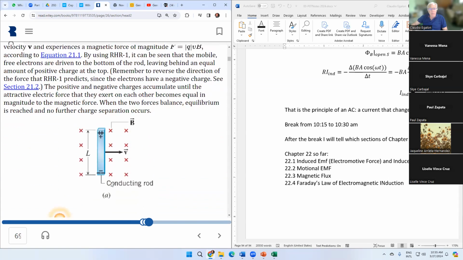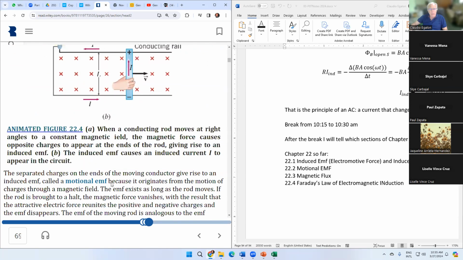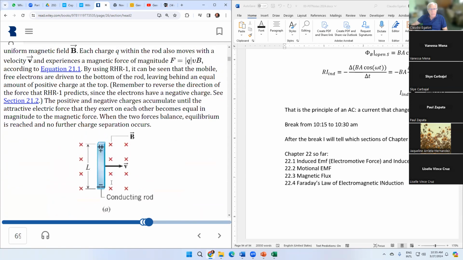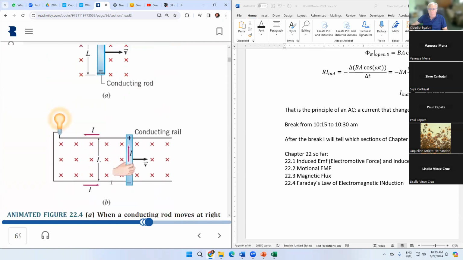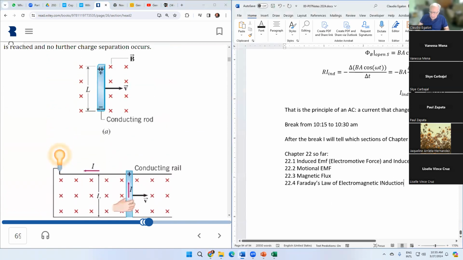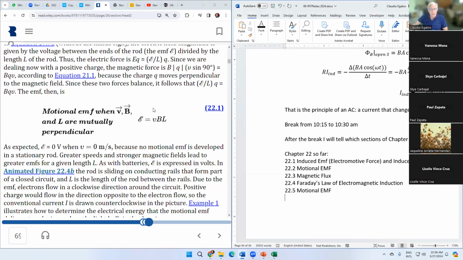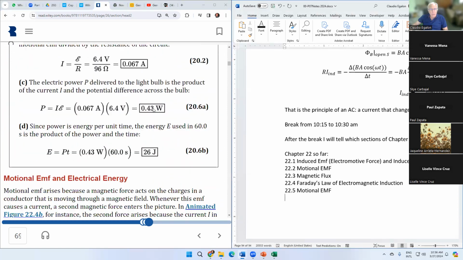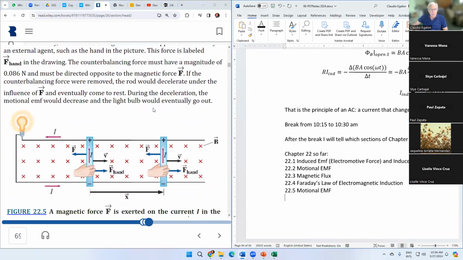Motional EMF, we did that. Okay, 22.5. Motional EMF. Okay. 22.5.